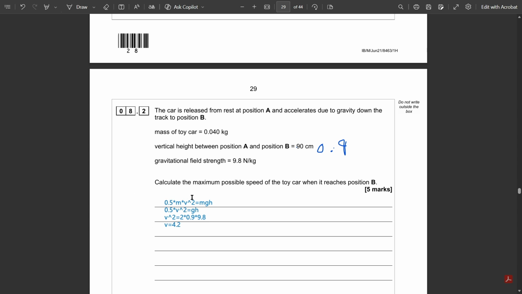That's because the energy it gains in kinetic energy is equal to the energy it loses in gravitational potential energy. So you set gravitational potential energy equal to kinetic energy, and the m's cancel out. This mass could be 1,000,000 kilograms, and it wouldn't matter. I was going to say it could be 0, but you can't divide by mass if mass equals 0, because you can't divide by 0. But yeah, you just rearrange it. You just cancel out the masses. 0.5 times v squared equals gh. 0.5 v squared equals 2 times 0.9 times 9.8, and then you get a final answer of v equals 4.2.